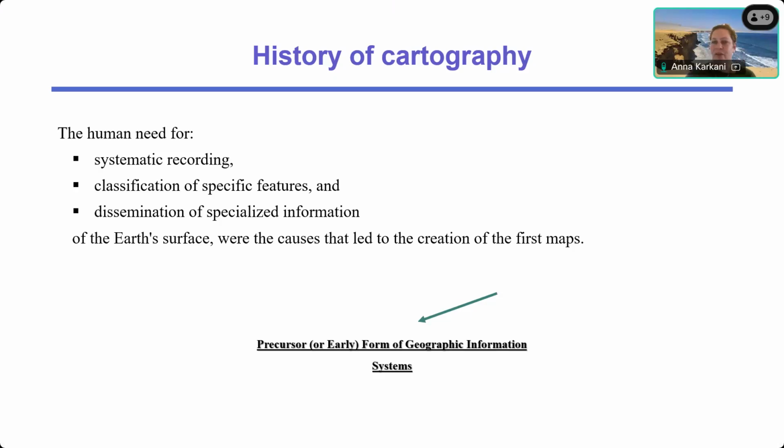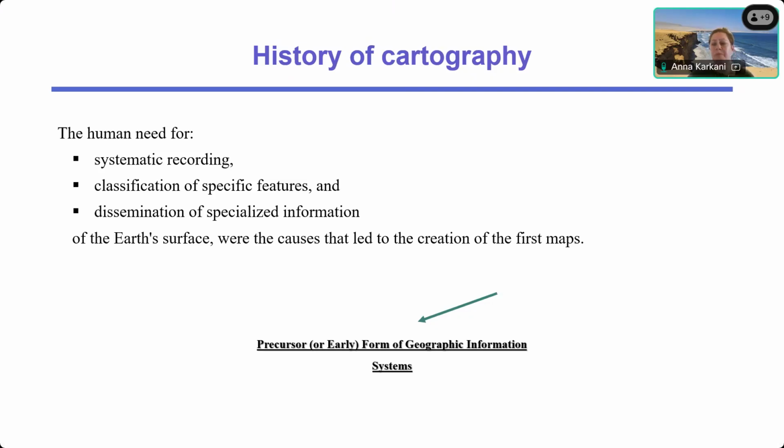You know that cartography and maps is not something new. It's actually quite old. And it had to do with us humans needing to record or classify some features or understand, navigate, see where we are. So basically, this human need to do all these things, we can say that it was something like the precursor of the geographic information systems as we know them now. They are quite different from what they used to be in the past.